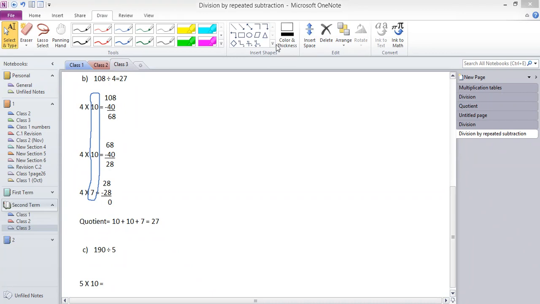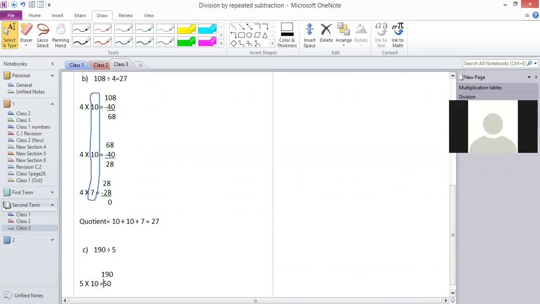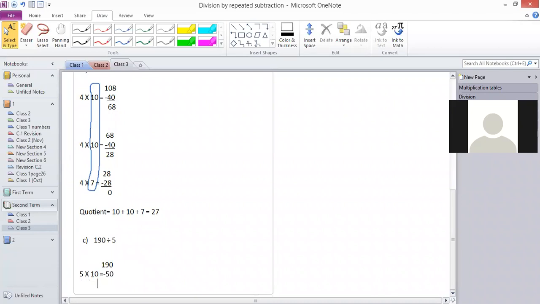Yes, sir. Yes, Muhammad. I am solving 190 by 5 with the repeated subtraction method. Can you help me out? 5 multiplied by 10 equals 50. Good. Then what to do? Here, 190. Subtract 190 and 50.